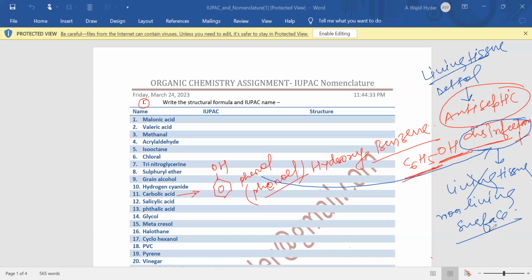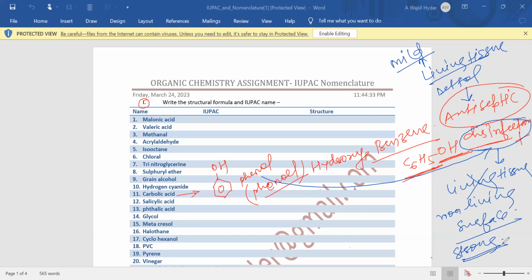So Dettol is mild. This is strong. If you use phenol on your skin, burning may be there. Black spot may be there. Okay. Is this okay? Yes. These all are previous years' questions, beta. What's the difference between antiseptic and disinfectant? What Dettol is? What phenol is? This all.